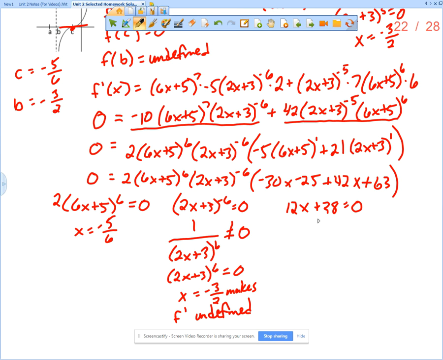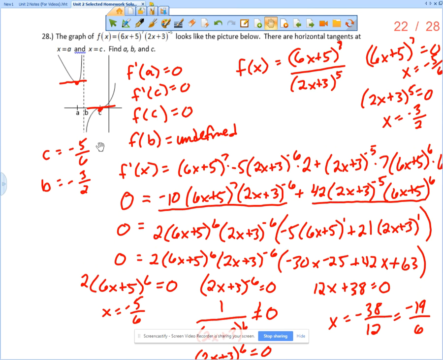To finish, I'm going to solve this last part. I subtract 38 and divide by 12. x equals negative 38 twelfths, which reduces to negative 19 over 6. That is when the derivative equals 0, and so that means a must be negative 19 over 6. Once again, you want to make sure these are in the correct locations: negative 5/6 there, then to the left of it negative 3 halves, and then to the left of it negative 19 over 6.